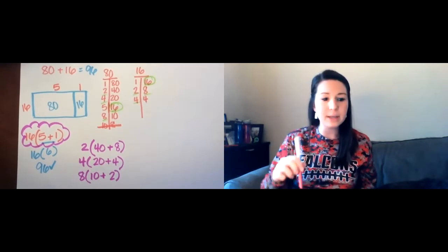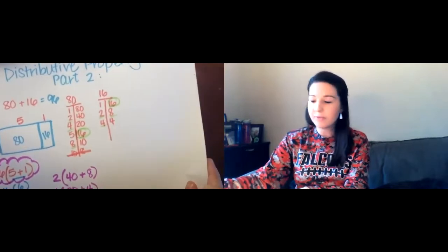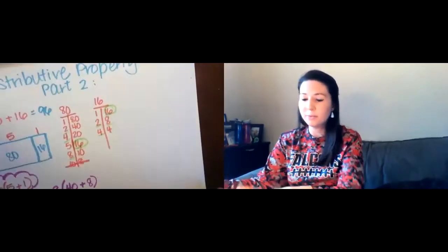So let's go on to another example. If I had 55 plus 75, let's get a new piece of paper.